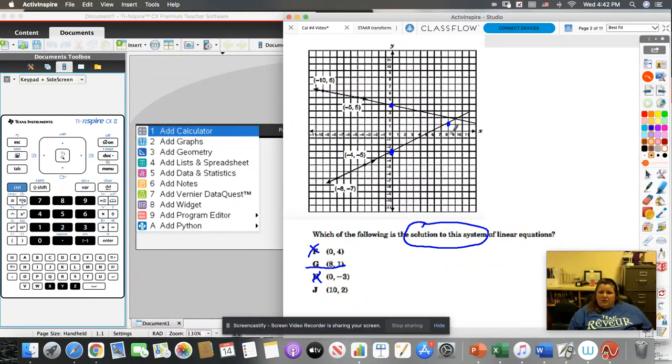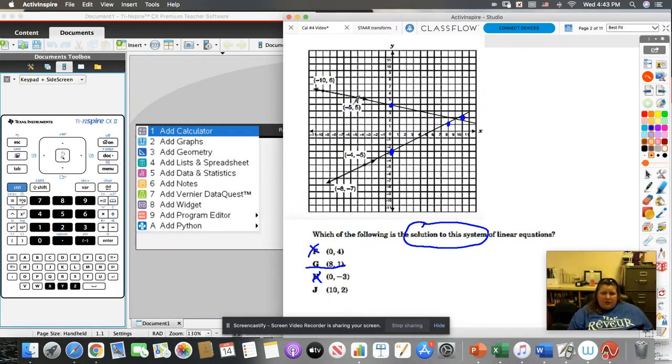And then 10 and 2. So the two lines that I crossed actually kind of went in between these two. It looks like it might be closer to 10 and 2. So if we're not certain, then we're going to have to use a calculator to figure that out.